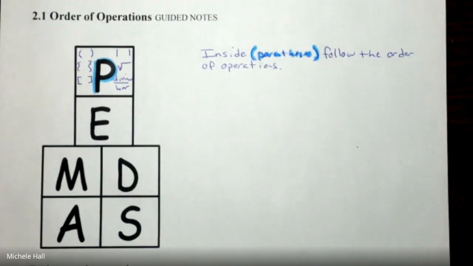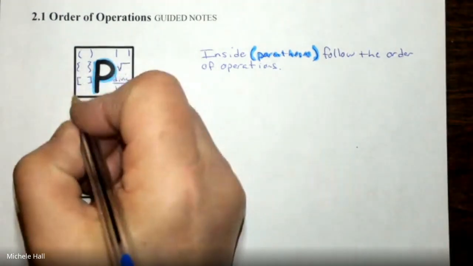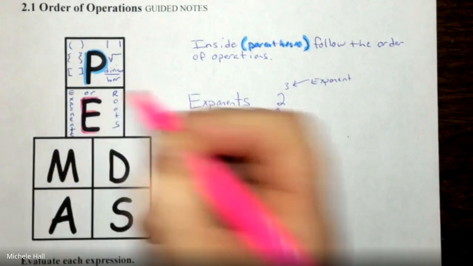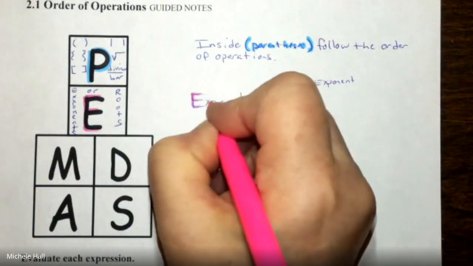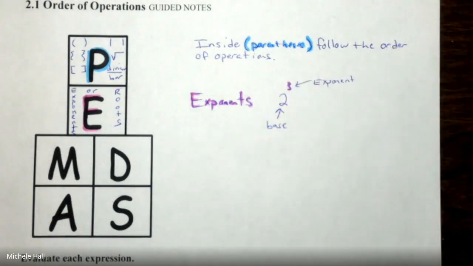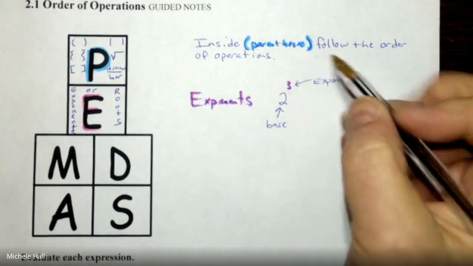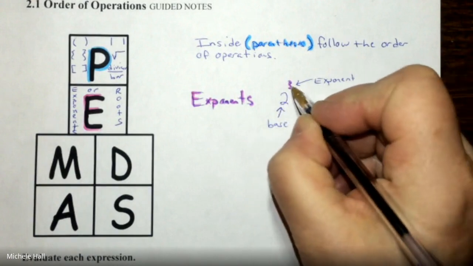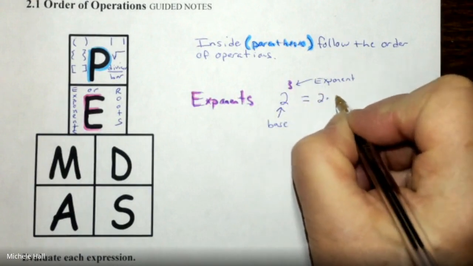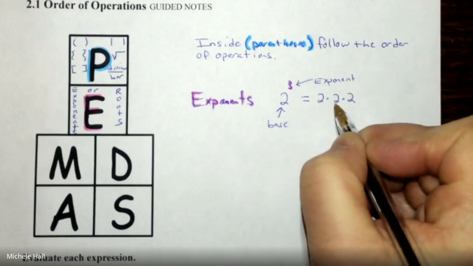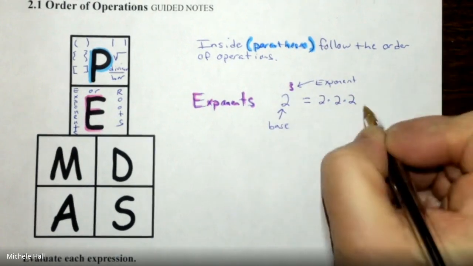E stands for exponents. Two to the third power means that I'm going to multiply the base by itself 3 times. 2 times 2 times 2. 2 times 2 is 4, times 2 is 8.